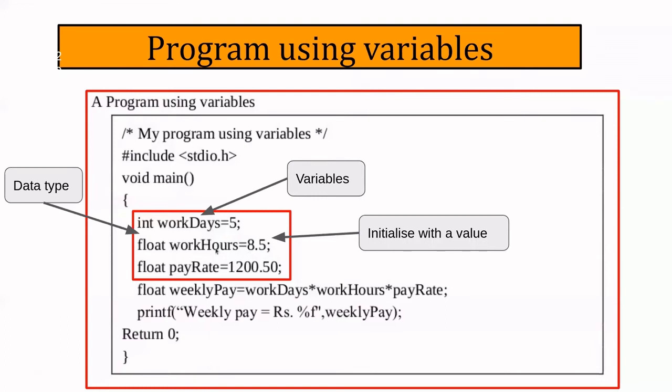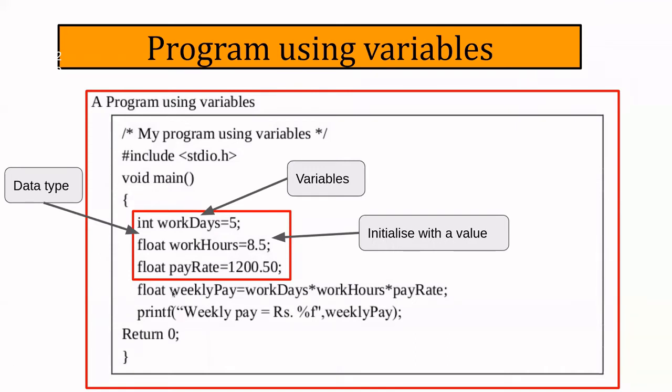Here work hours, we assign data type as float. Float is, you can type 8.5. Here you can type 5, it is a whole number. Float pay rate equal this amount. We call this section initialize variables.